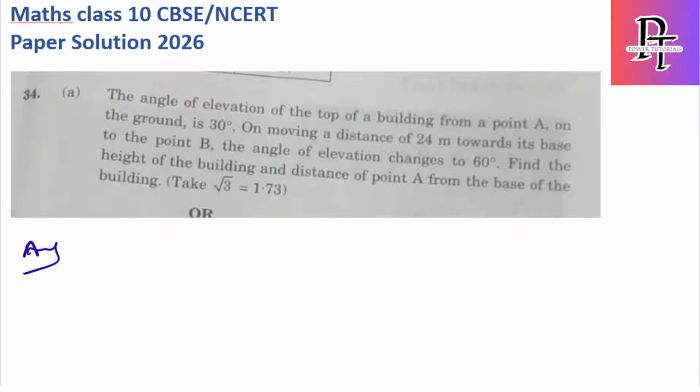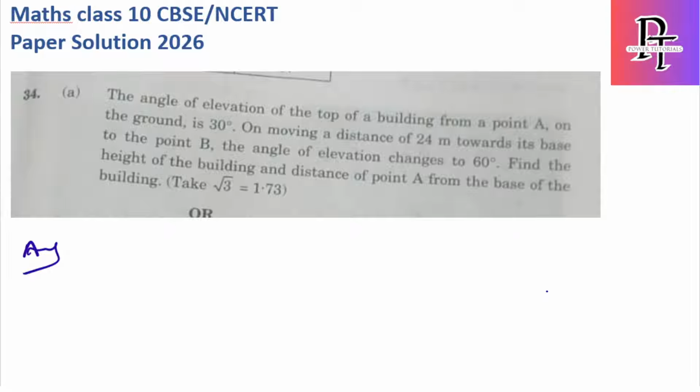Okay, so we have the angle of elevation of the top of a building from point A on the ground is 30. On moving a distance of 24 towards the base to the point B, the angle of elevation changes to 60. Find the height of the building and the distance of point A from the base of the building. Okay, so this is easier because it's something like we have a tower and from point A he is seeing it, and again moving towards the tower, the angle changes.